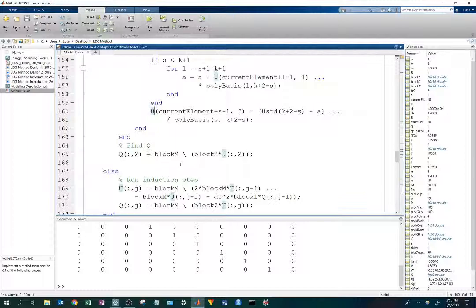And then q is really easy, because you just do that matrix thing. You take this block 2 that we have, and you just use that to find q, because remember, this block m times q is going to equal that block 2 times u.